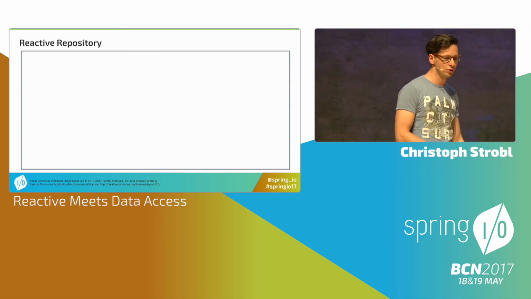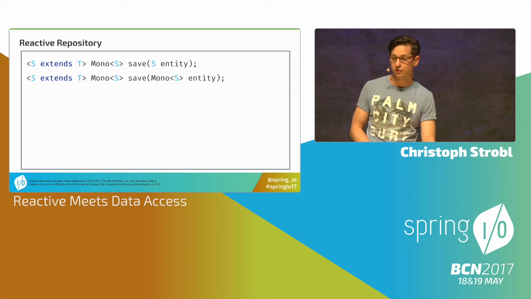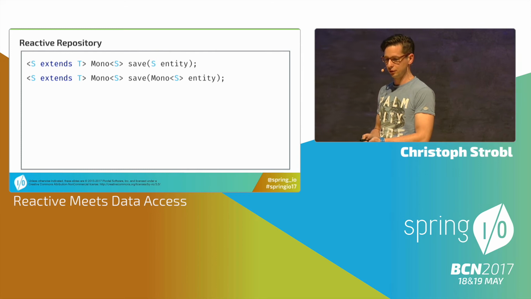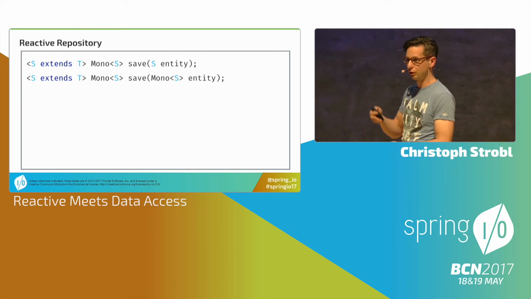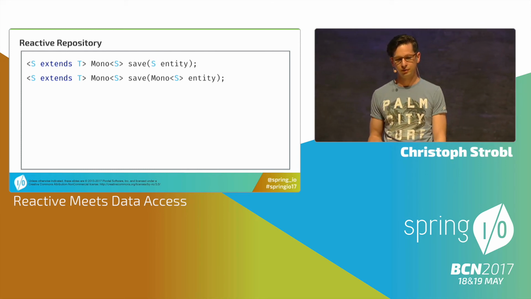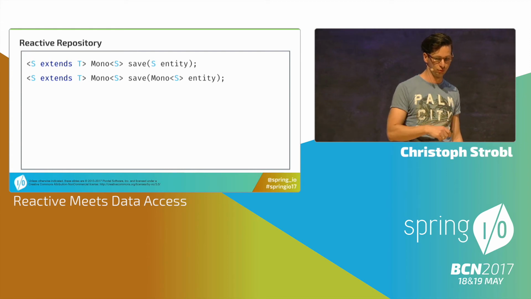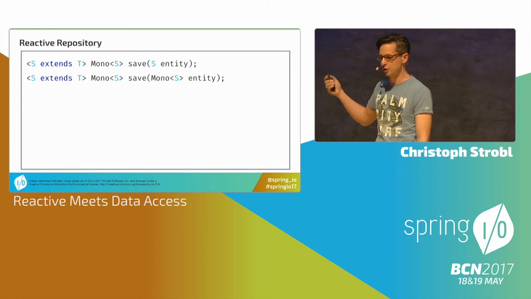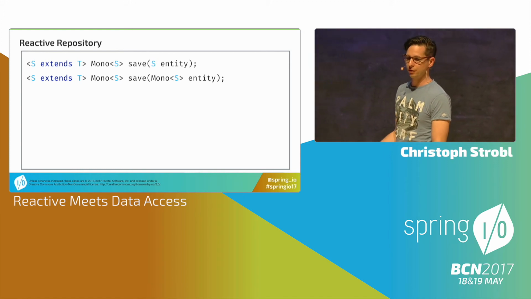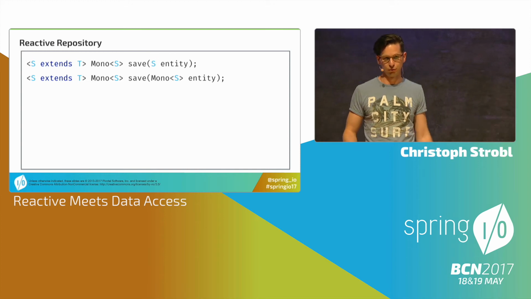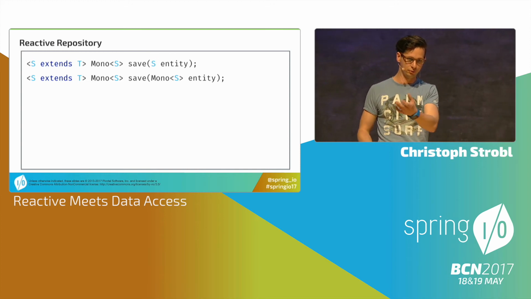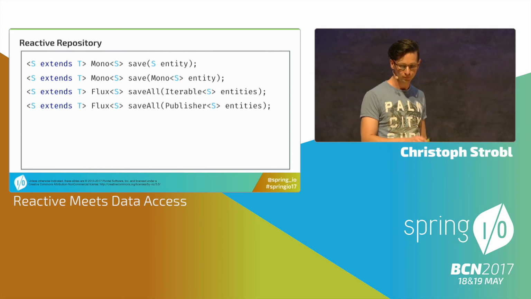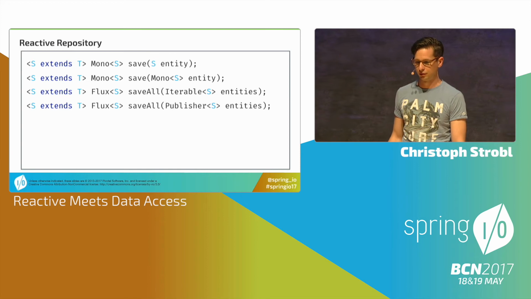On the reactive repository side, it's been pretty easy for us once we decided to go that route. Basically it's a wrapper over the templates that we offer. So you have a save method that gives you a mono in return. You could also call the save method deferred by pushing a mono itself into the save method, and it returns a mono once it's done. So you only start saving when the value is available and then return it when it's done. The same applies to the save all methods.